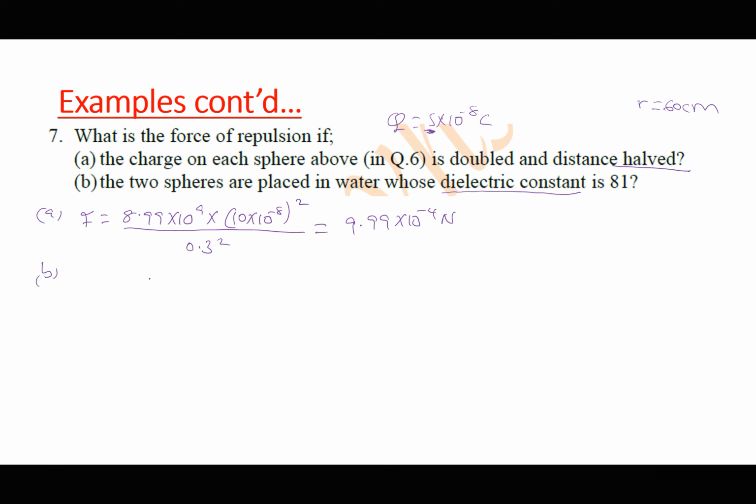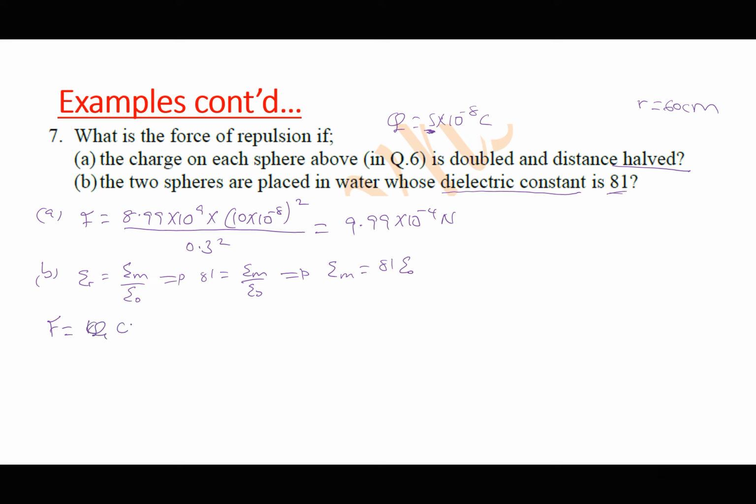In part B, the two spheres are placed in water. Initially, we have considered them in a vacuum or in air. Now they are placed in water whose relative permittivity is 81. So remember, relative permittivity is the permittivity of the medium over the permittivity of free space, which means 81 is equal to epsilon m over epsilon naught, so the permittivity of the medium is 81 times epsilon naught. So we simply substitute.